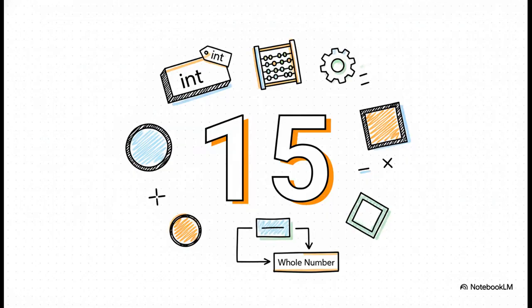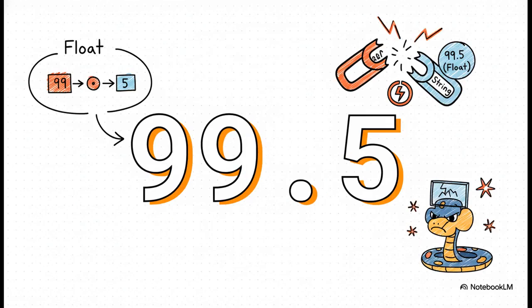So let's circle back to our original code. When we wrote age equals 15, Python looked at that number and immediately said, okay, no decimal point here, this is an integer. And it gets filed away in its memory as a whole number. And just to make it crystal clear, if you were dealing with something like a price, 99.5, Python sees that decimal and instantly classifies it as a float. It's a really simple distinction, but believe it or not, this is the entire reason our code is breaking.